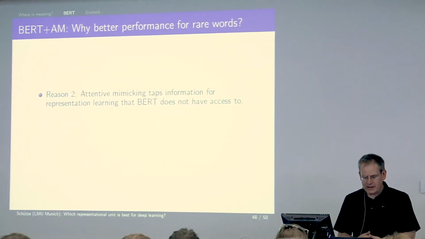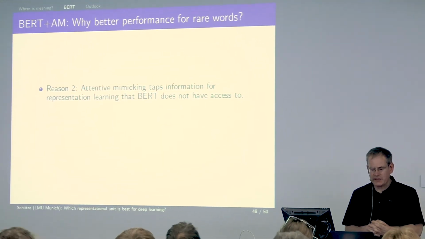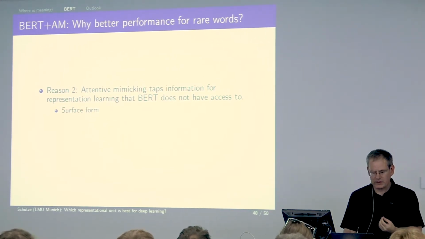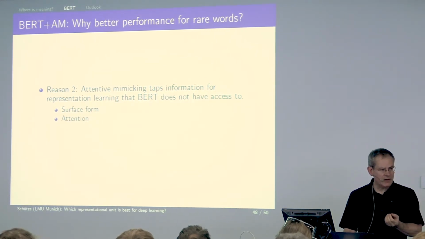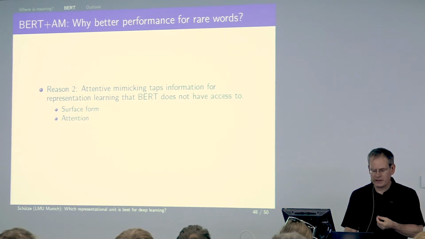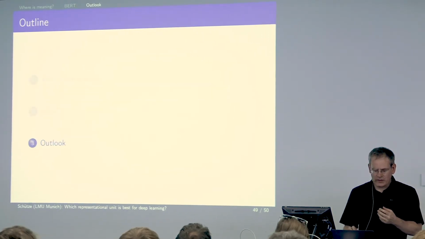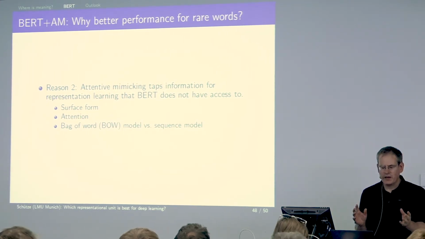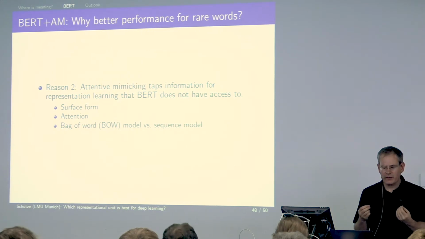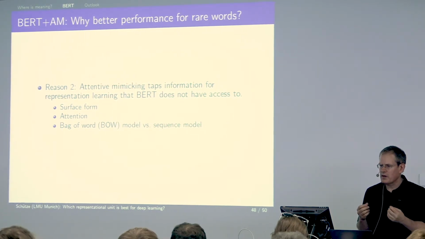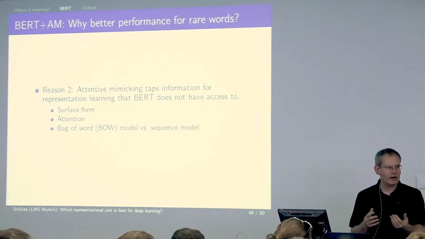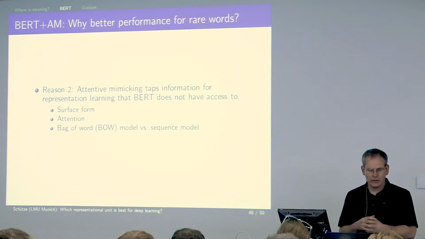The second reason is that attentive mimicking taps information for representation learning that BERT does not have access to, in particular character strings, the surface form. We also use attention. That also has an effect, although not as big as we would hope. And also we have the difference between a bag-of-words model and a sequence model. BERT is a sequence model that's in theory much more powerful than a bag-of-words model, but in a sparse data situation, you may want to use a simple model because the parameters are easier to estimate.